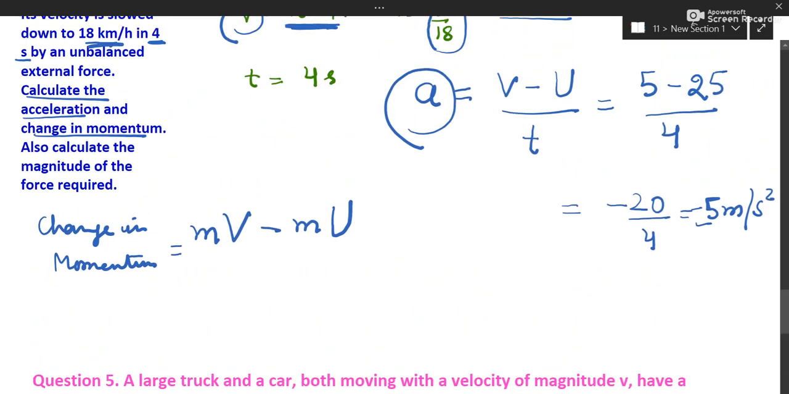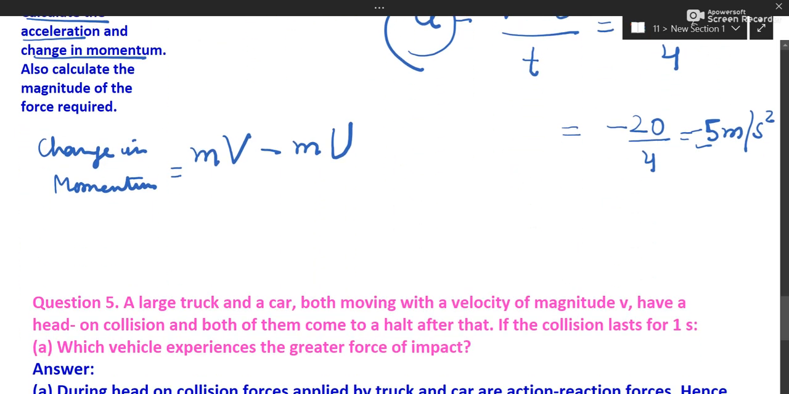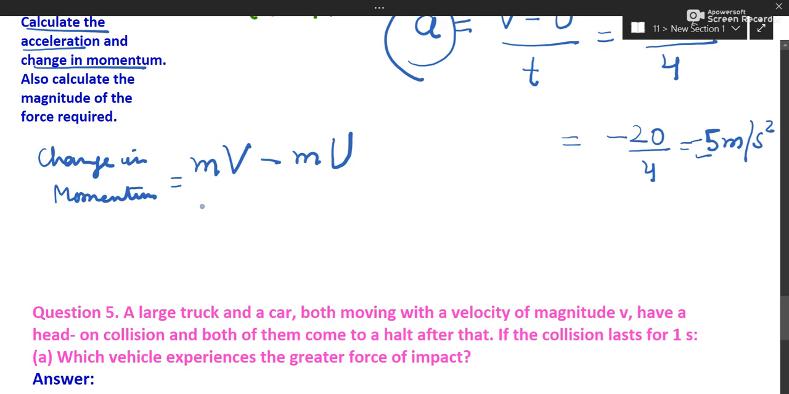So you have mass here. Mass is given 1200 kg. This is initial velocity, final velocity you can substitute. Right, mass is your 1200 kg. Final velocity is 5. Okay, and similarly 1200 kg. Initial velocity is 25. You can multiply and subtract and report the answer in kg meter per second.